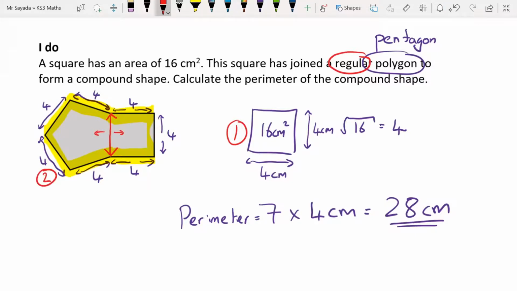Then I said, how many sides are there all together? And just multiplied that by 4 to work out the total perimeter. Because perimeter is, you should have said perimeter is the distance around a 2D shape. Perimeter is the distance around a 2D shape.